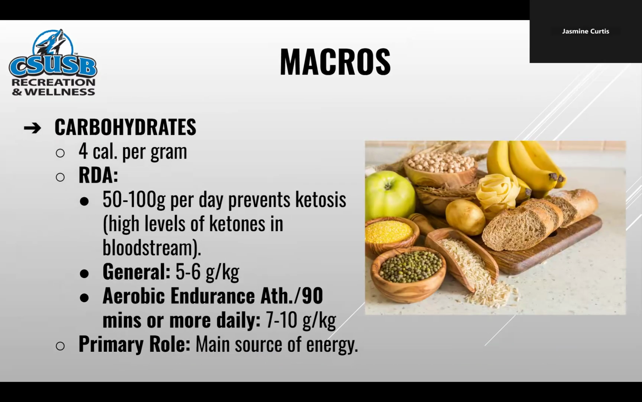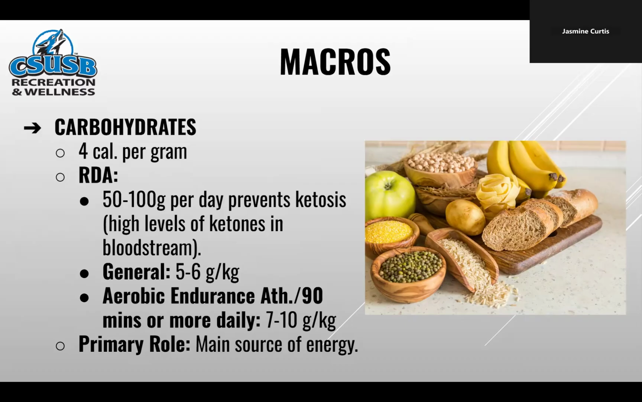For carbohydrates, we see that carbohydrates are 4 calories per gram again, and the recommended daily allotment is 50 to 100 grams per day just to prevent ketosis. So that's just the minimum. But again, it's based off kilogram body weight. So we want to get 5 to 6 grams per kilogram of body weight.